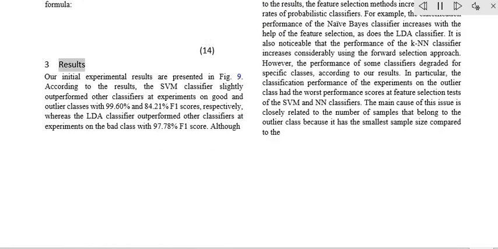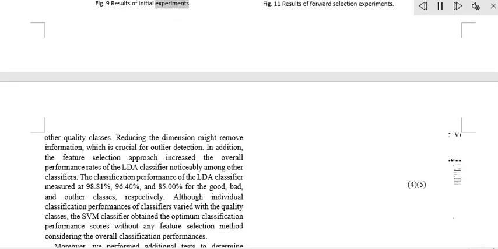Results. Our initial experimental results are presented in Figure 9. According to the results, the SVM classifier slightly outperformed other classifiers at experiments on good and outlier classes with 99.6% and 84.21% F1 scores, respectively, whereas the LDA classifier outperformed other classifiers at experiments on the bad class with 97.78% F1 score. Figure 9: results of initial experiments.